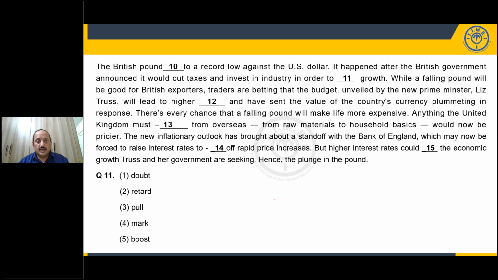to dash growth. Now, why do we cut taxes and invest in industry? Because we want to increase our growth. No government wants to make it fall. So 11th one, I need an option that talks about increasing the growth. So doubt growth, no, that would bring it down. Retard is also to fall. So that would also be eliminated.